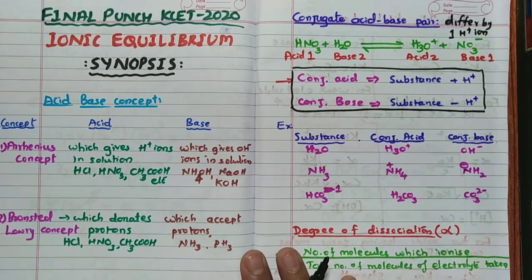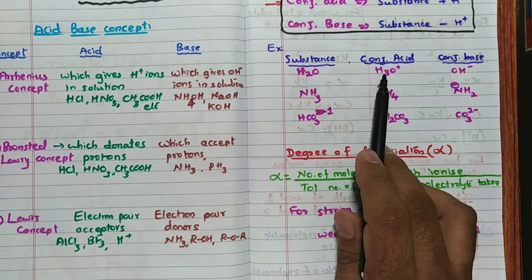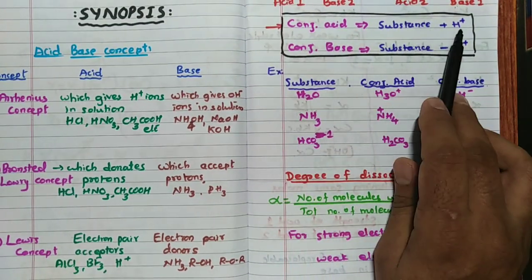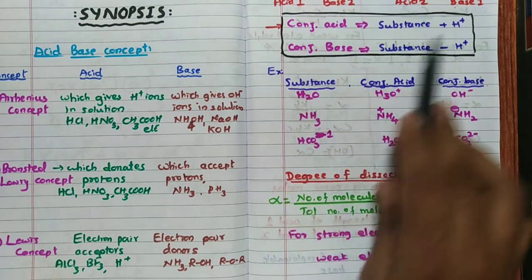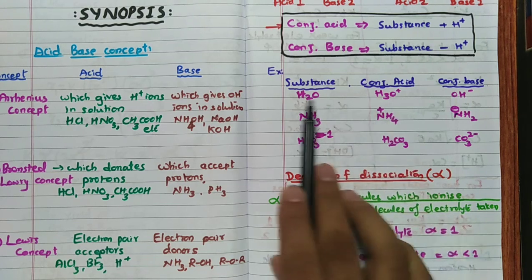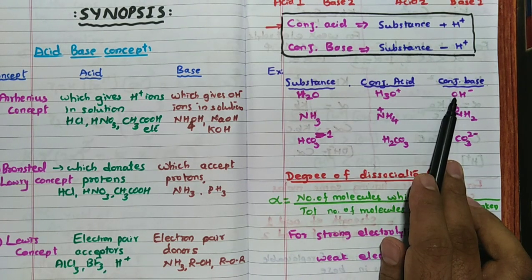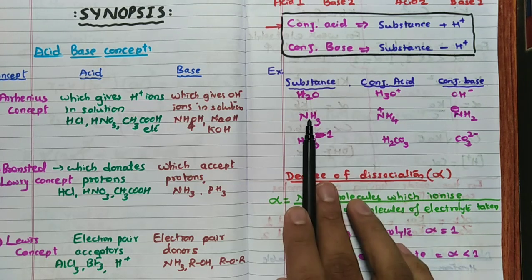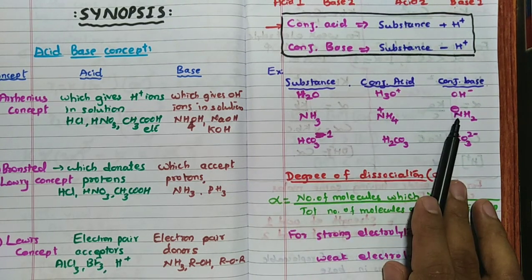Remember this point. For example, water: H3O+ is the conjugate acid, because we have added H+ to water. H2O is neutral; when you add one H+, it has a plus charge. When you remove one H+, it becomes OH-, the hydroxyl ion, the conjugate base. For example, NH3: the conjugate acid is NH4+ because you have added one proton, and NH2- is the conjugate base because you have removed one proton.